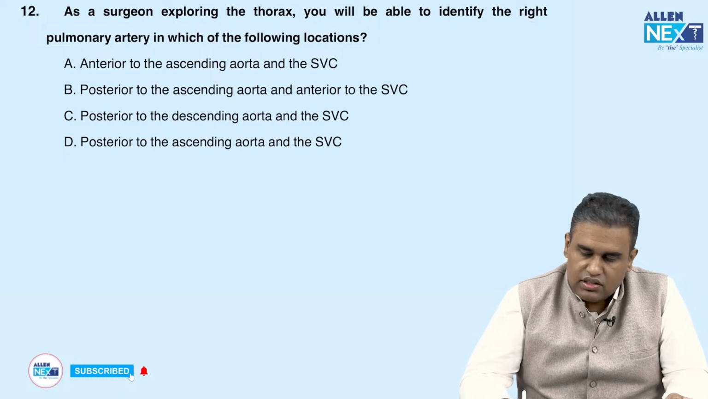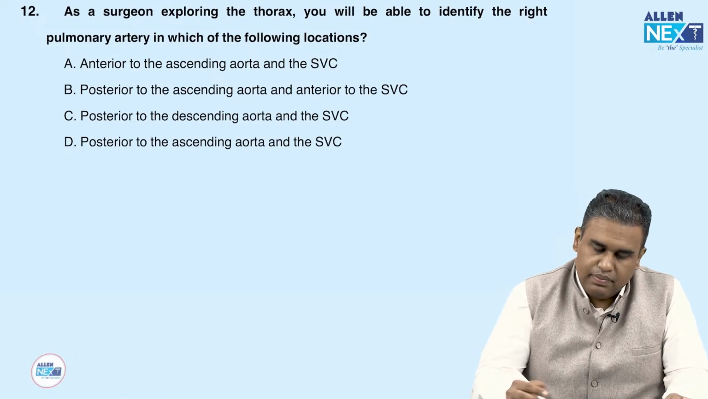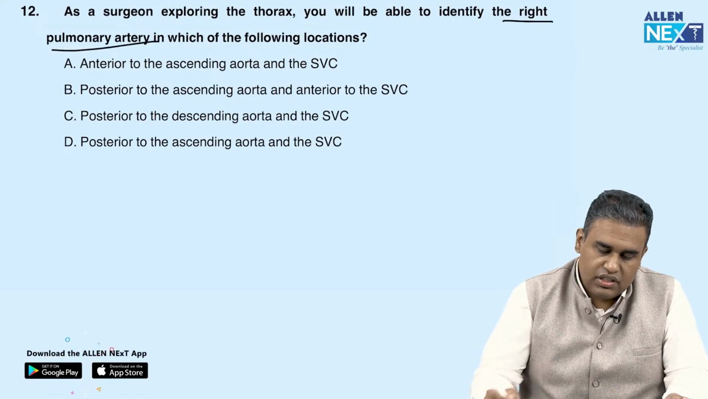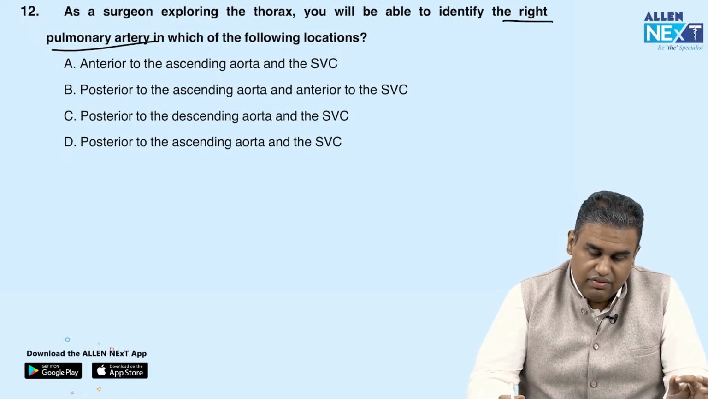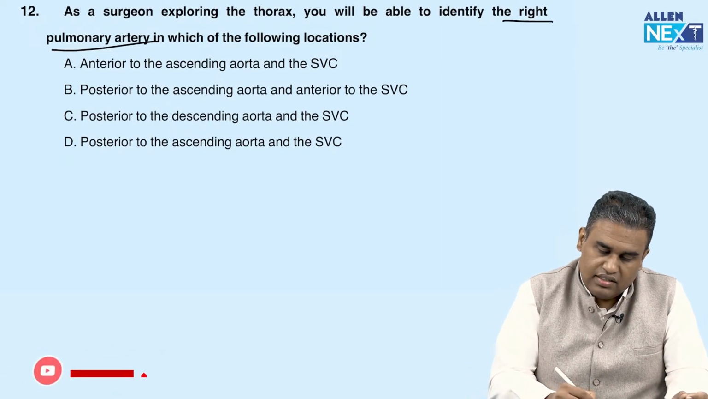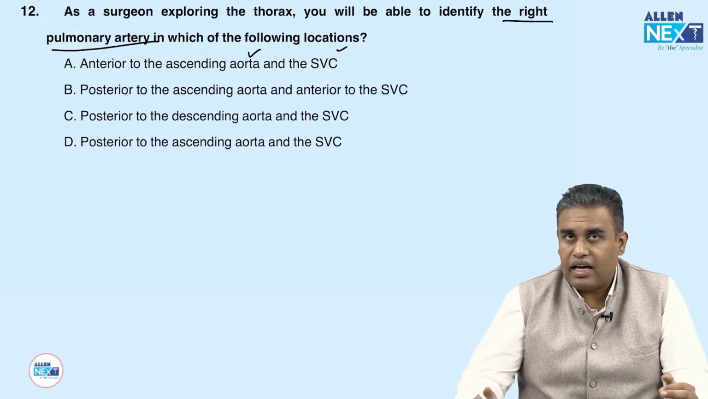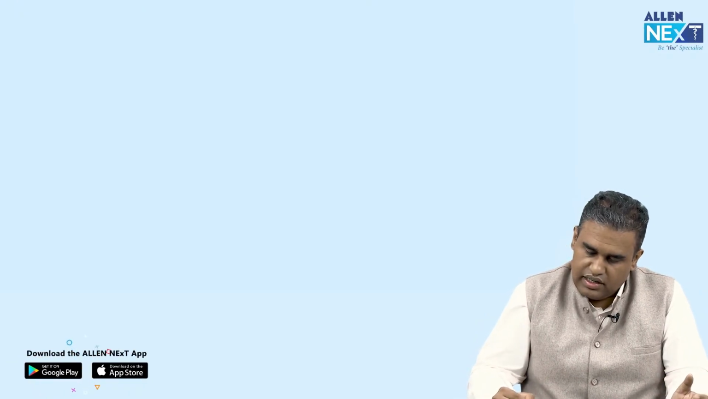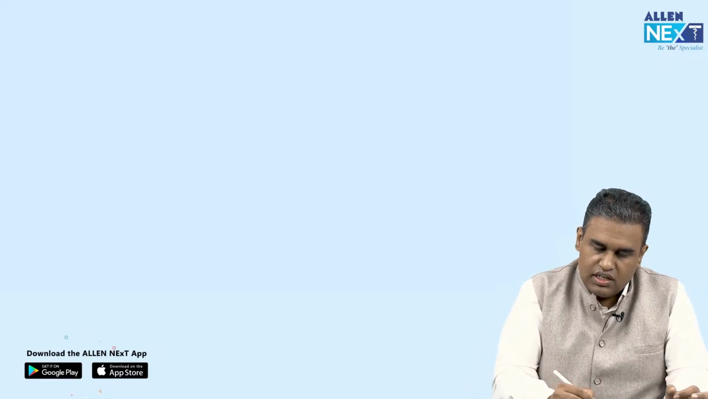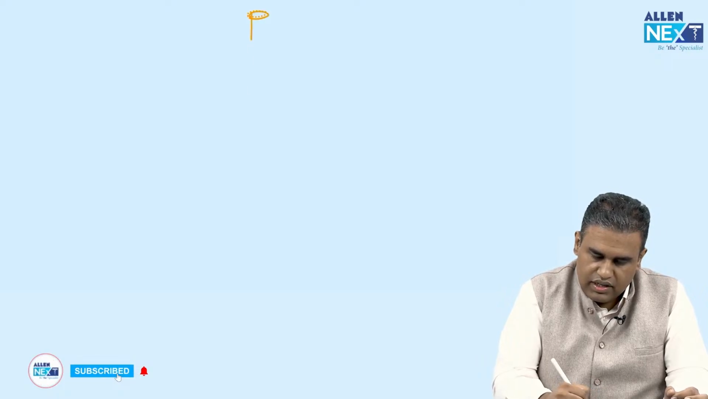Let's see the next one. As a surgeon exploring the thorax, you will be able to identify the right pulmonary artery. Very good, very simple question. Where will you see the right pulmonary artery in relation to the ascending aorta and SVC? That is the question. Let us see over here. Let us start from behind, most posteriorly. So most posteriorly, here is the esophagus going down.